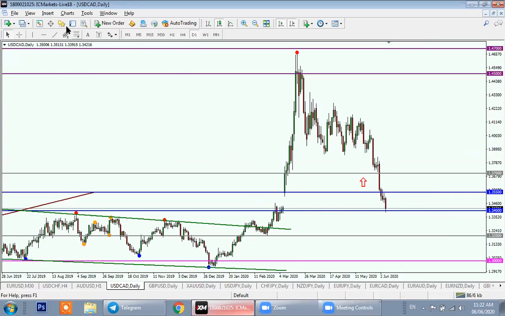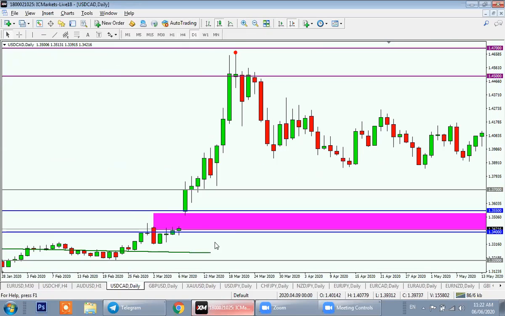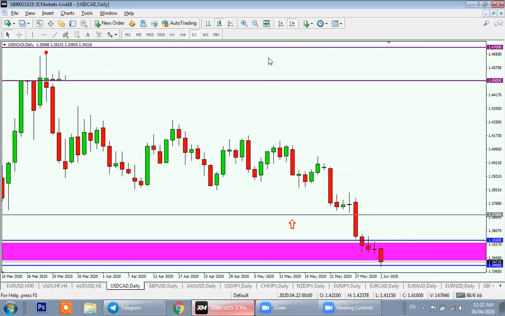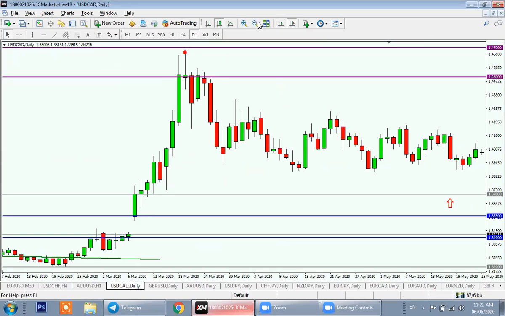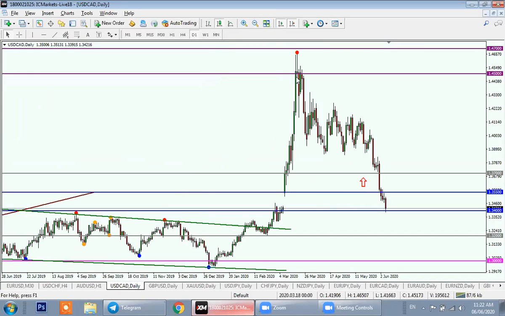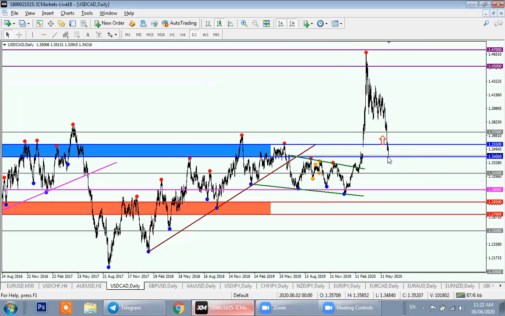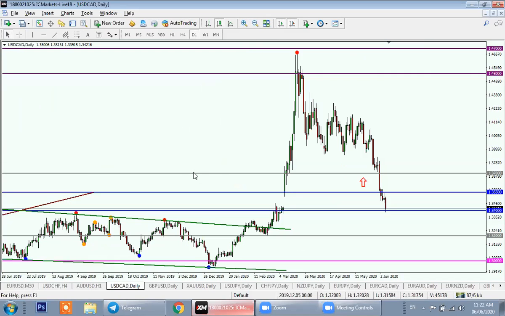As you can see, we previously had a strong gap around here, so price is currently filling the gap. If you zoom in, here you go, here's our gap from here till here. So price almost filled the previous gap. That's another confluence to look for buy opportunities. And anyway, this blue zone acts as a support zone.